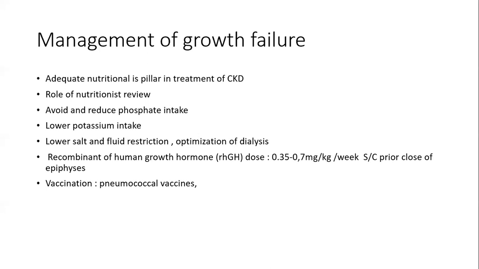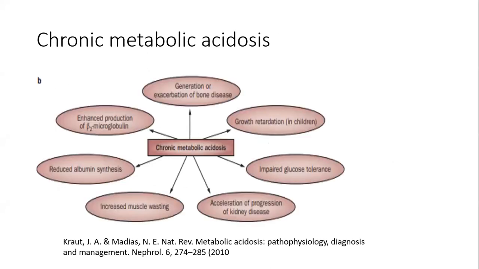And also for the children whose epiphyses are not closed, we can give erythropoietin. No, you can give human growth hormone. Sorry. So you give vaccination, especially pneumococcal vaccine, to reduce the risk of infections.